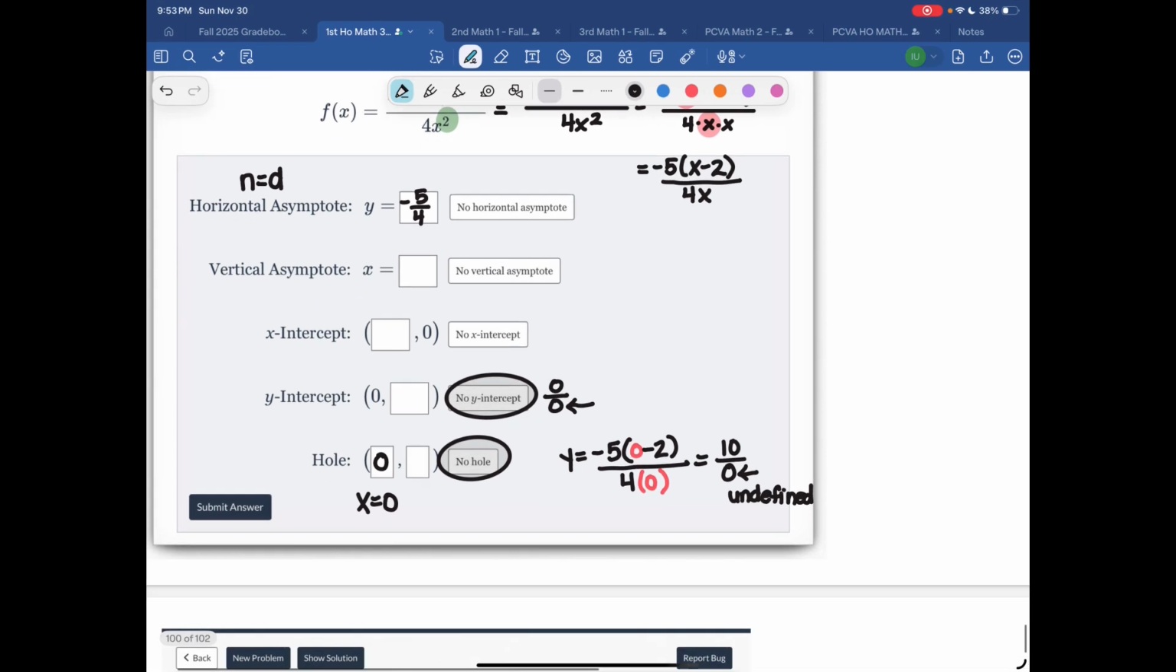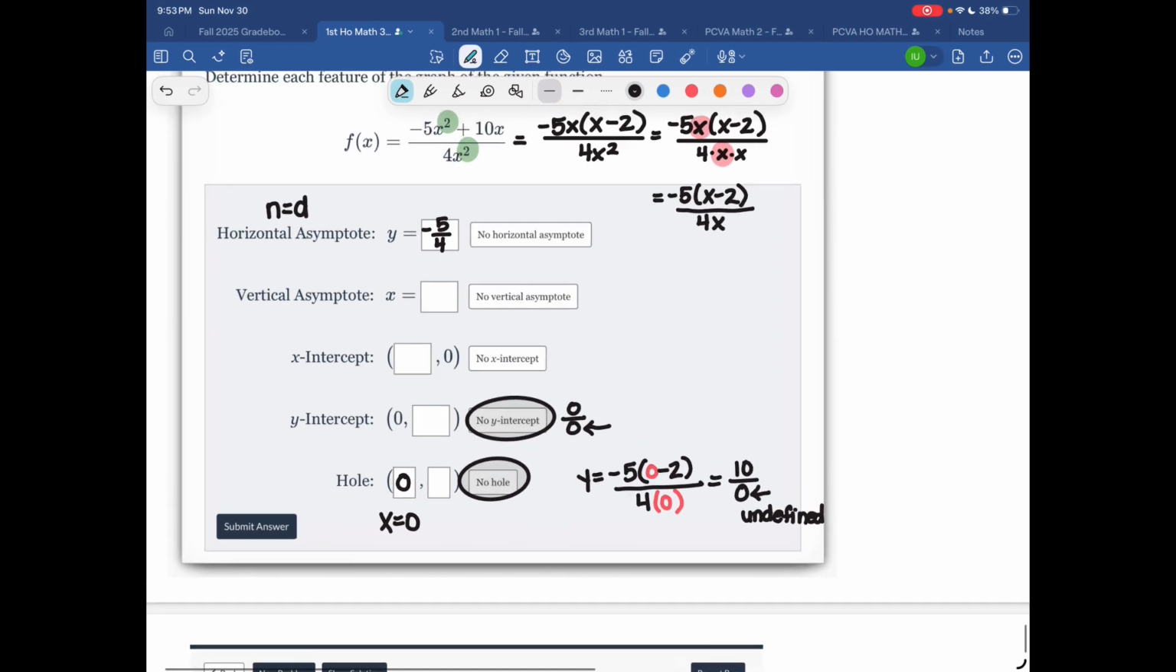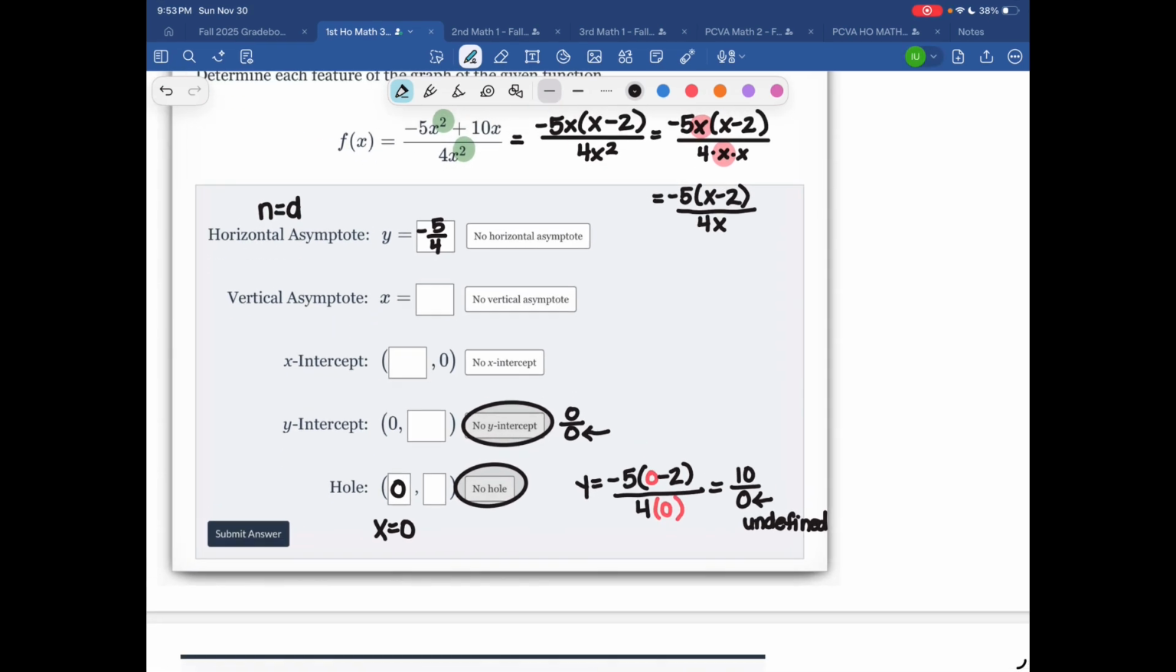So we would put no hole, and we're going to say that there's no hole because there's a vertical asymptote left over at x equals 0, because that's what was left in the denominator. So that x right here means that there is a vertical asymptote which overrides the hole itself. Okay? So we can now say that that hole doesn't exist because, again, it's overridden by the vertical asymptote.